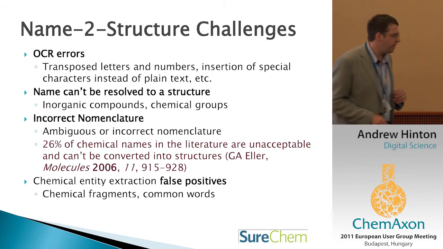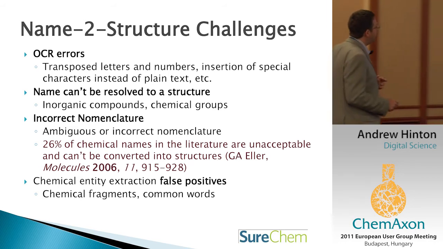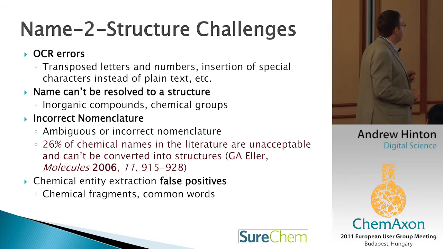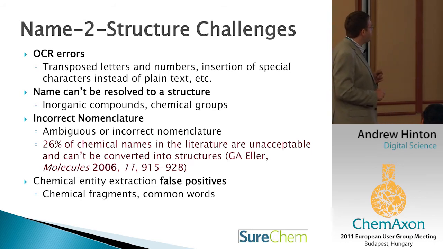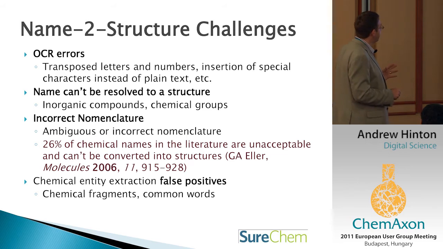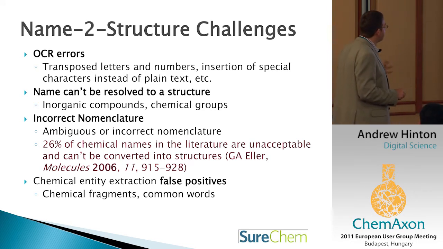So briefly, to give you a flavour of what we're up against in this process, name-to-structure challenges. As Daniel and others have alluded to, there are a lot of OCR errors coming from the text of a patent document. You'll often find issues with transposed letters, letters being represented as numbers, insertion of strange special characters that really would throw any self-respecting name-to-structure tool off guard.